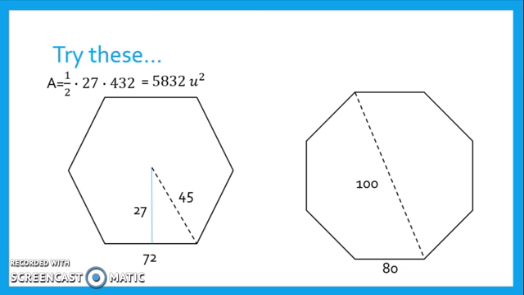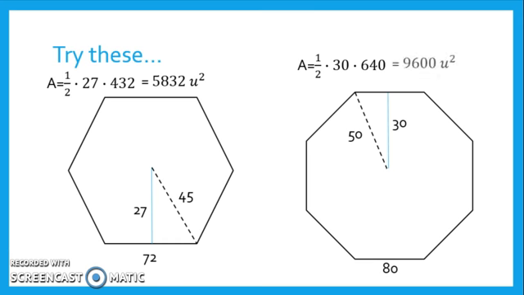On the next one, we have the diameter is 100, so the radius is 50. We can draw our apothem. The side length on the right triangle is 40. So we do 50 squared minus 40 squared, take the square root, and we get 30. So our apothem is 30. So it's 1/2 times 30 times 80 times 8. 80 times 8 is 640. So we get 9,600 square units. So that's it for the area of a regular polygon, part 1.